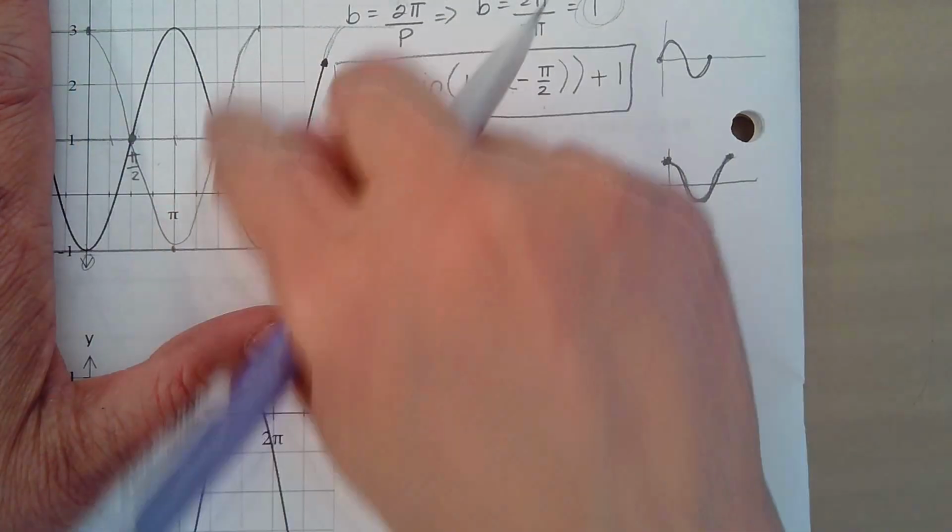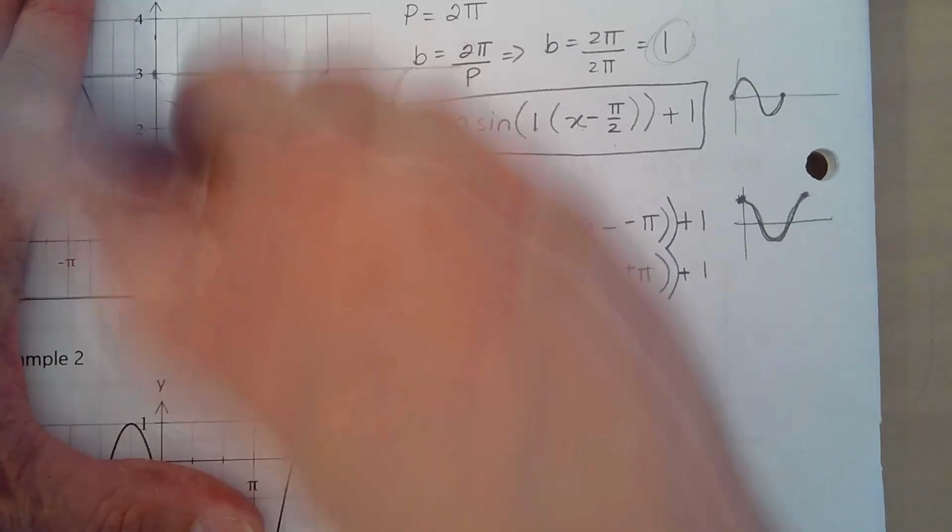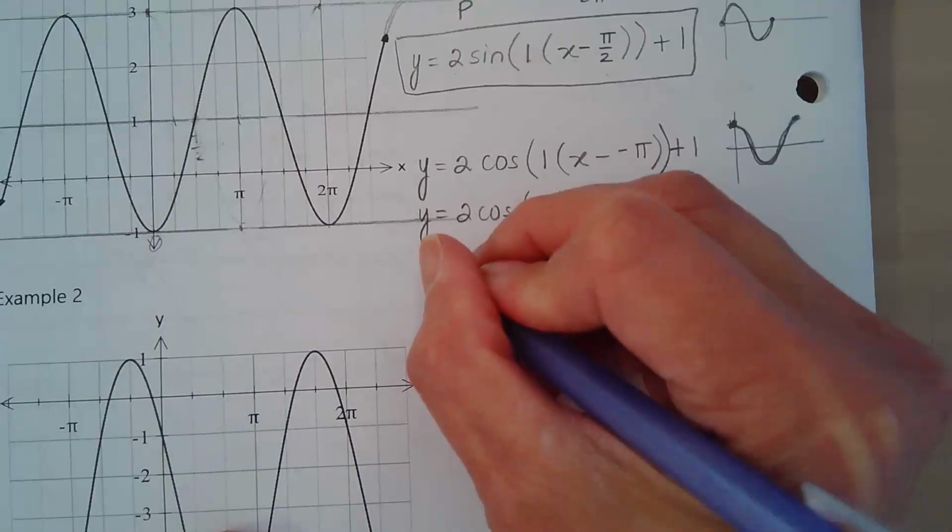Okay, well, if this is what it looks like and it just got reflected, how can we change the equation? So there is no phase shift.